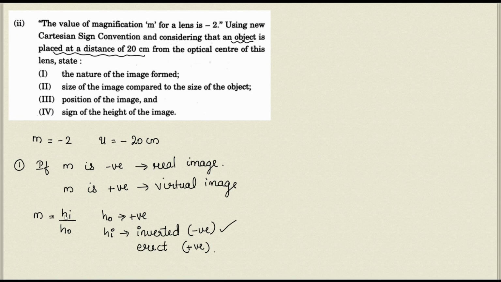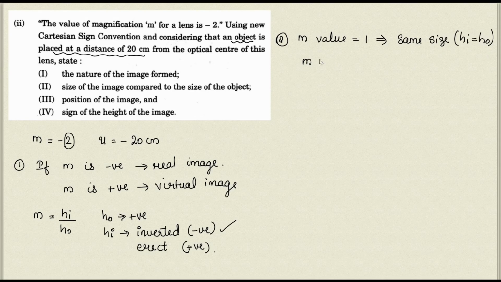Now, next question is the size of image compared to the size of the object. Very interesting question. What will be the size of the image compared to size of the object? Now, remember, the sign of magnification decides whether it is a real image or virtual image. And the value of magnification decides its size. Remember, if the magnification value is equal to 1, that means it is a same sized image. That means height of the object will be equal to height of the image.